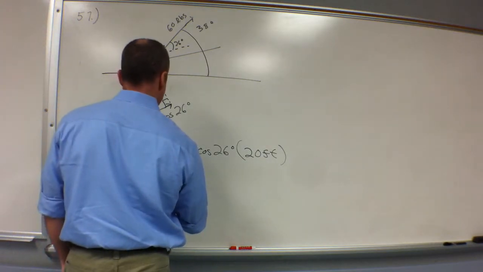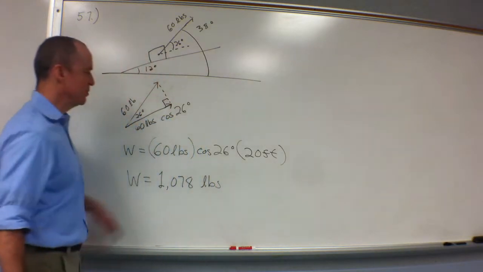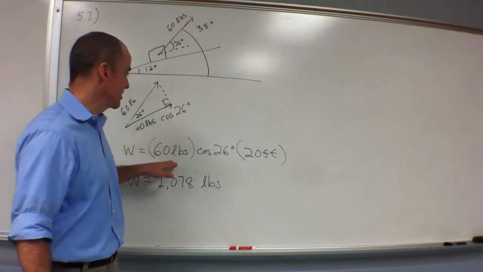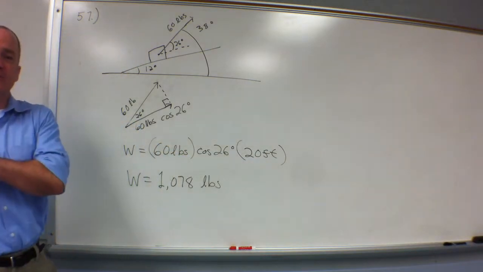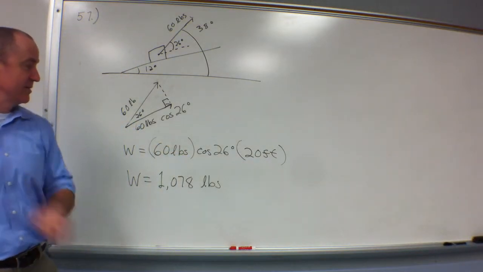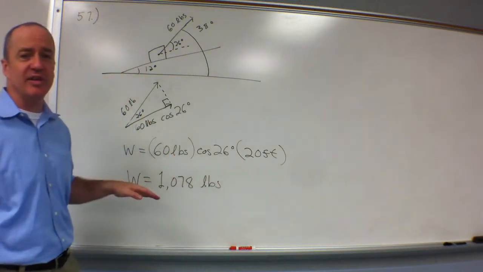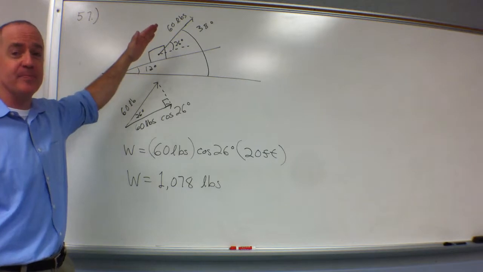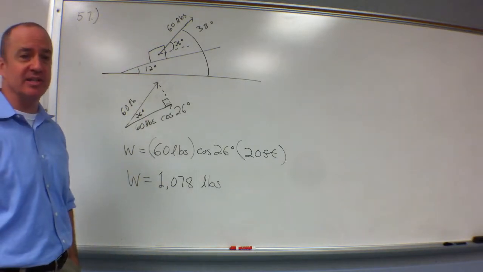So the work done on the box is 1,078 pounds. Now what Tim was saying about the 1,200 pounds, that's just the 60 pounds times the 20. If you pull with 60 pounds over 20 feet, that would be 1,200 pounds of work, but that's not what the box feels because you're pulling at an angle. The box only accepts that much of it.